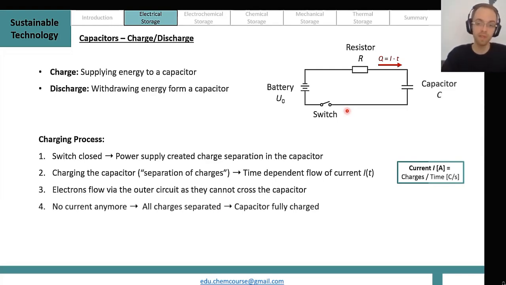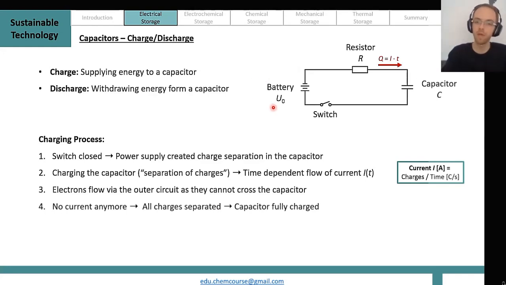Current is nothing else but the flow of charges per time. So you're basically just looking at how quickly, or how many charges per second, flow through your circuit and therefore charge your capacitor. It is important to note that the electrons exclusively flow via the outer circuit. So once the switch is closed, the electrons can flow in this range here. They can never cross the capacitor in this kind of setup where you supply the voltage with the battery.